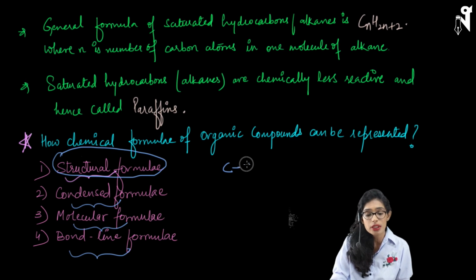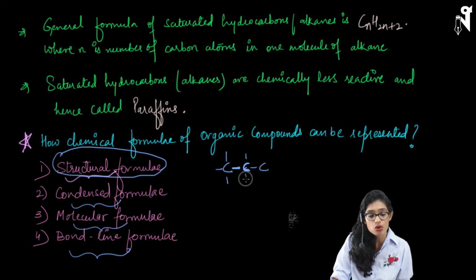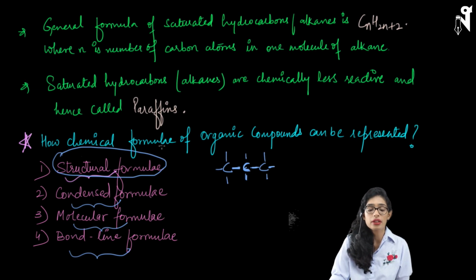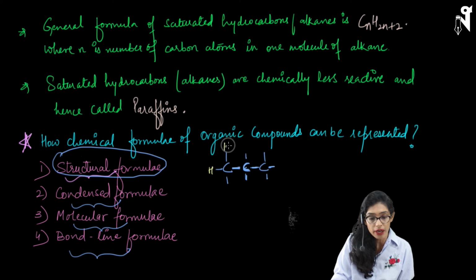I will draw carbon, single bond, carbon, single bond, carbon, and the valencies. So this carbon has made one bond, so three valencies remain. This carbon has already made two bonds. This carbon has already made two bonds, so it remains with two valencies. This carbon has made only one bond, so there are three valencies. So this is how your structure will be, and then these valencies will be fulfilled by hydrogen.